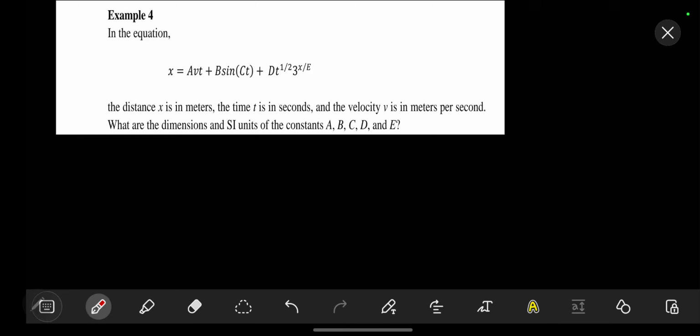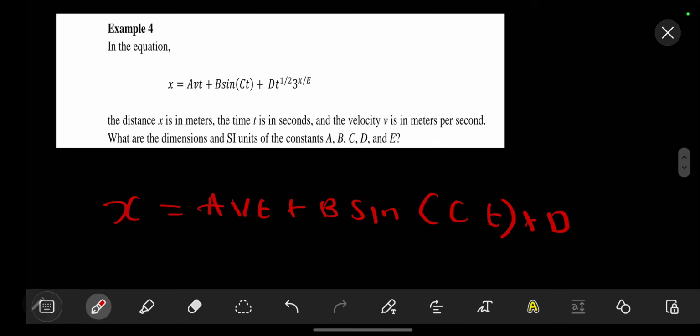Let's look at our question 4. We have our example 4. The distance x in meters, the time t in seconds, and the velocity v in meters per second. What are the dimensions and SI units of A, B, C, D, and E? So now we know that we have x should be equal to A v t, then plus B sine of C t, then plus D t to the power 1 over 2, then we have 3 to the power x over E, like that.